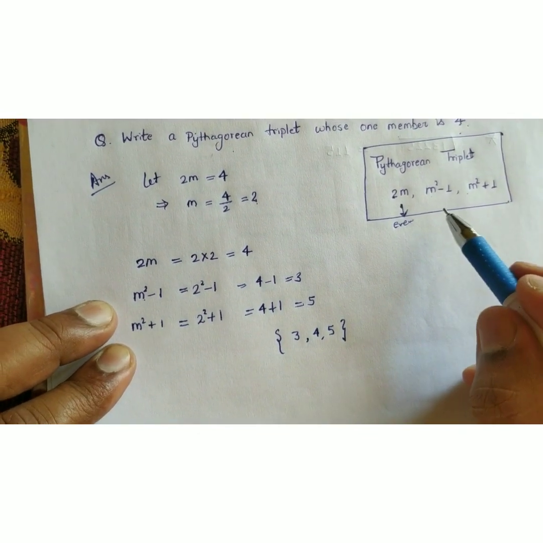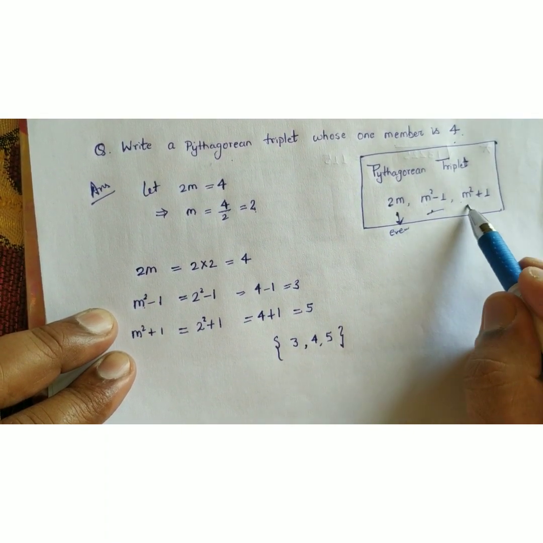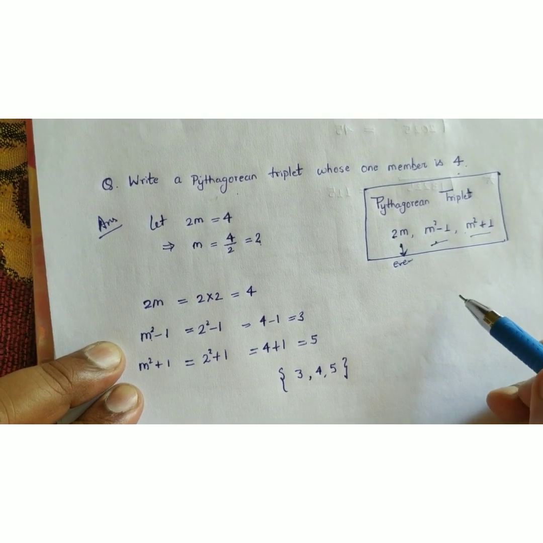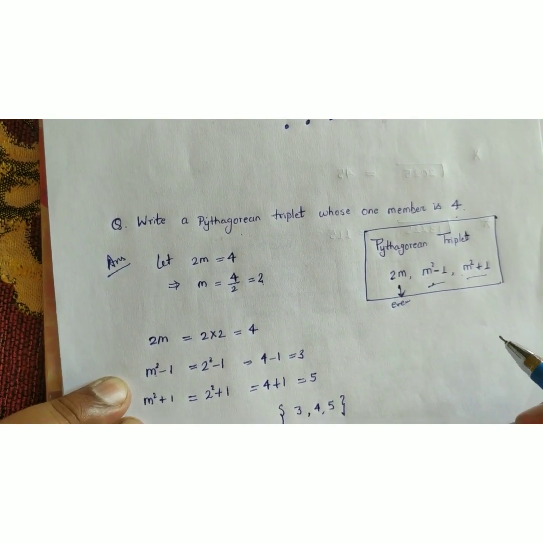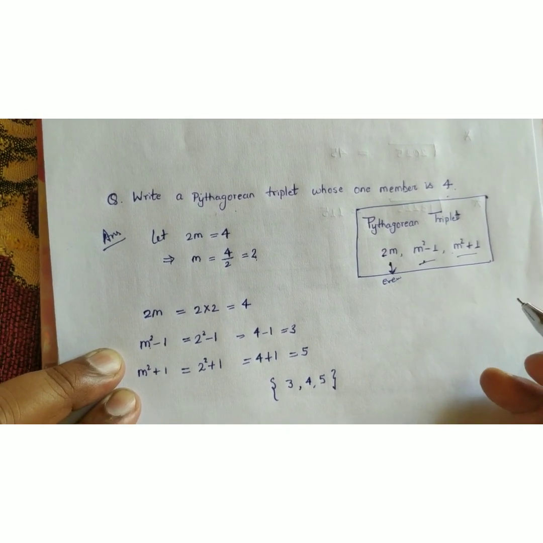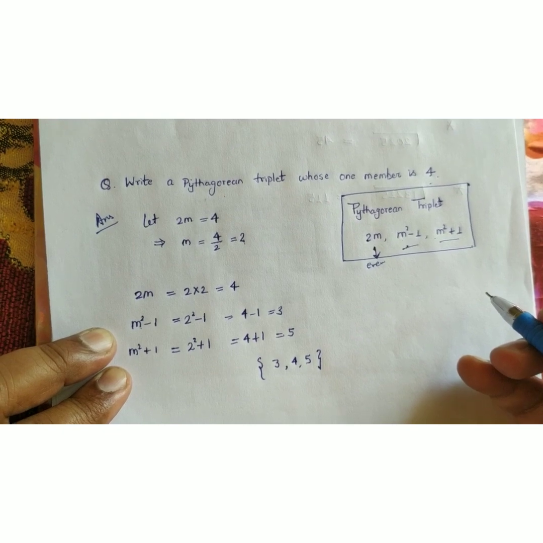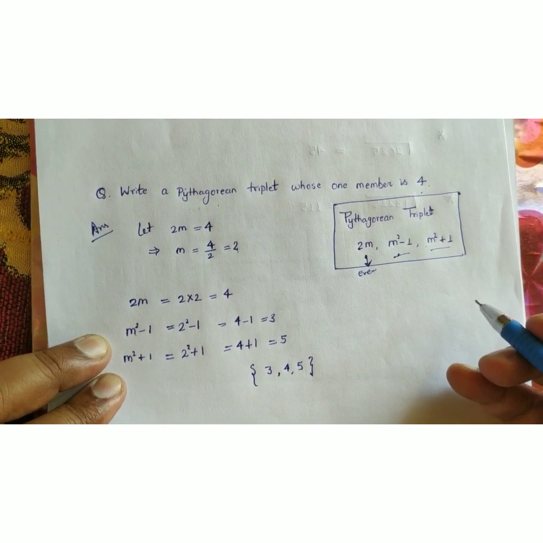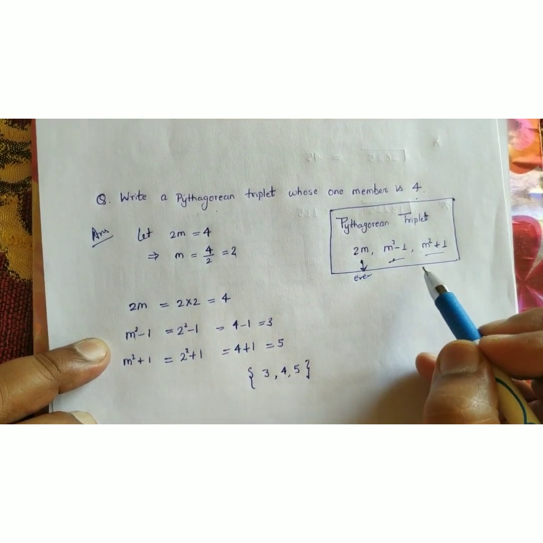So you can use this formula 2m, m square minus 1 and m square plus 1 to form a Pythagorean triplet. Now if you have to check the given triplet is Pythagorean or not, you can also apply Pythagoras theorem, but when you have to write the Pythagorean triplet, you will apply this formula.